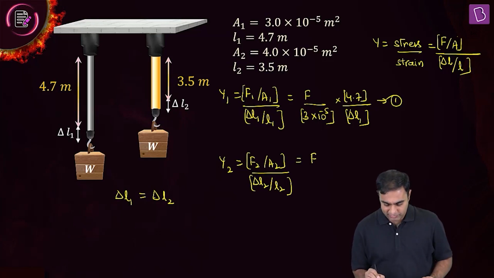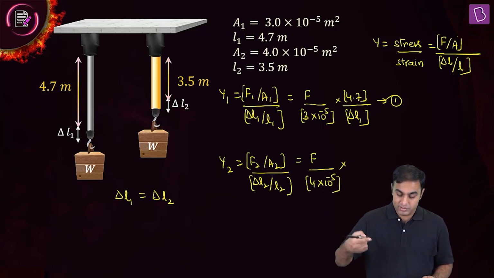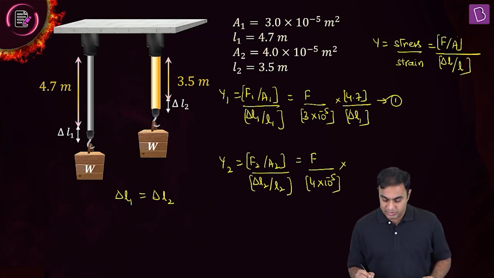When you substitute the known values, what do we get? F2 can be written as F itself. A2 is given to us. It is 4 into 10 to the power minus 5 meter square. And this will be L2 by delta L2. L2 is known. It is 3.5 meter. That divided by delta L2.